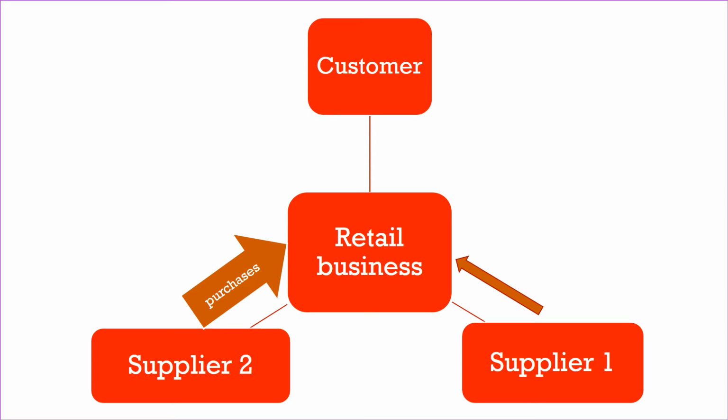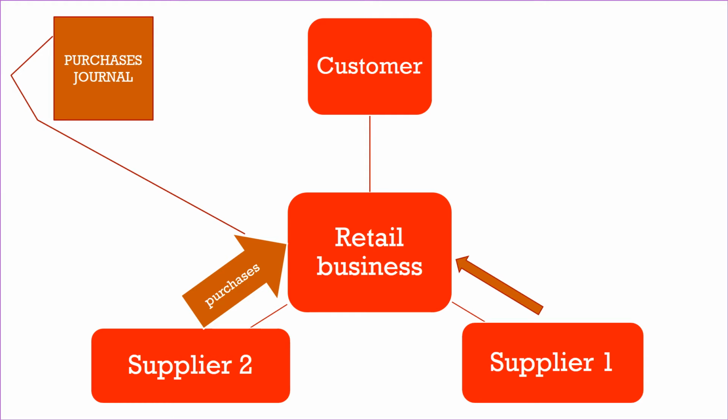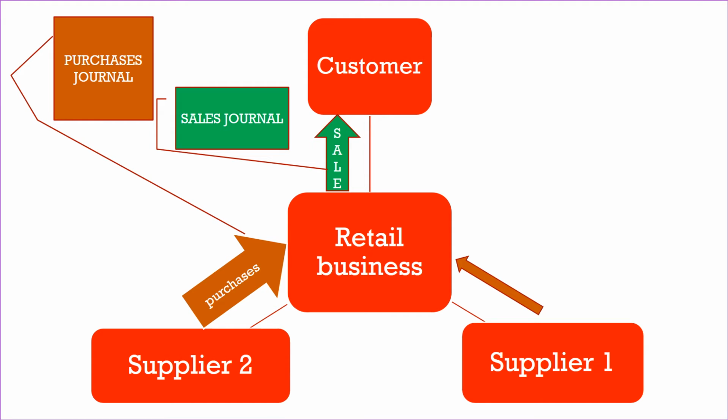When the retail business purchases from the supplier, it records this transaction in a book called the Purchases Journal, a book in which only credit purchases are recorded. The retail business then sells the goods to the customer. This sale is recorded in a book called the Sales Journal, in which only credit sales are recorded. So the Sales Journal only enters credit sales.